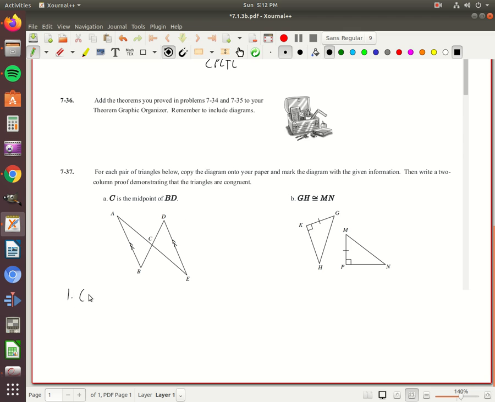So I'll say C is the midpoint of BD. I know that because it's given. But who cares? Why did they tell me that? And again, if they tell you something in the given, it's probably going to be used as evidence. Well, if C is the midpoint of BD, then I can say BC is congruent to CD, because that's the definition of a midpoint. That's the entire reason they told me that.